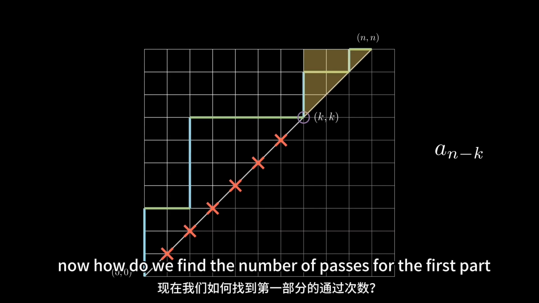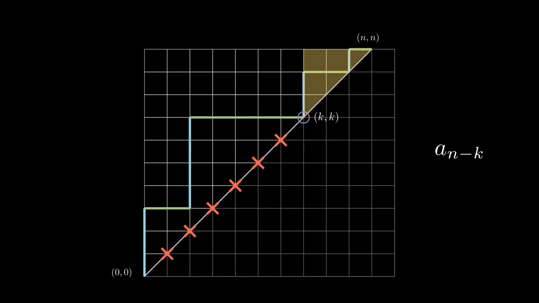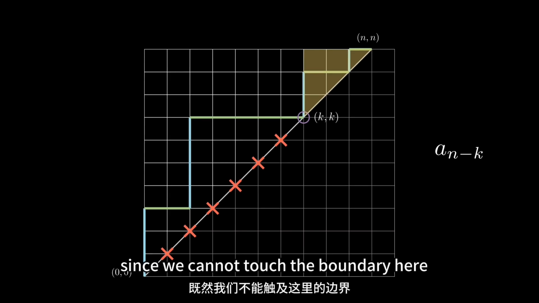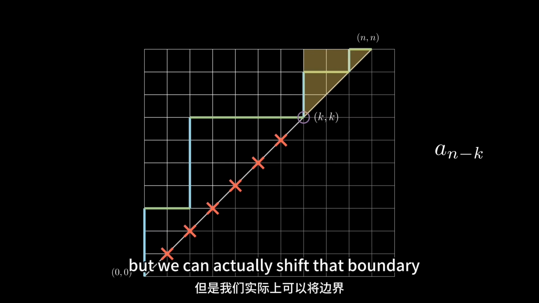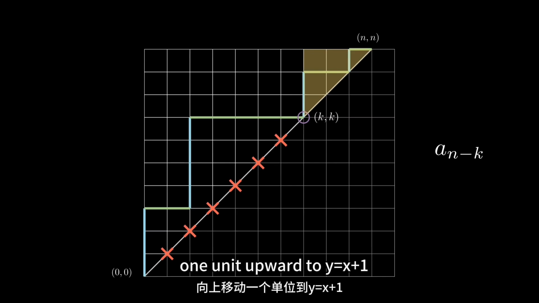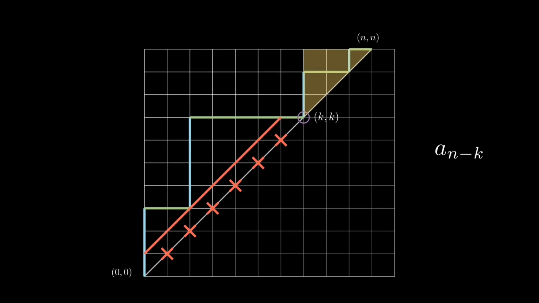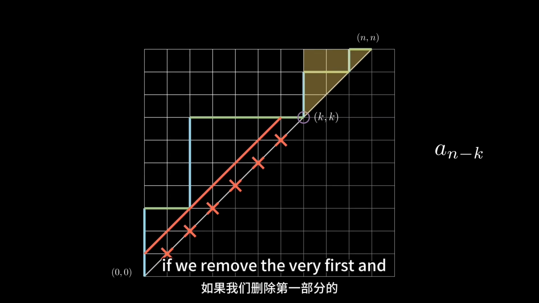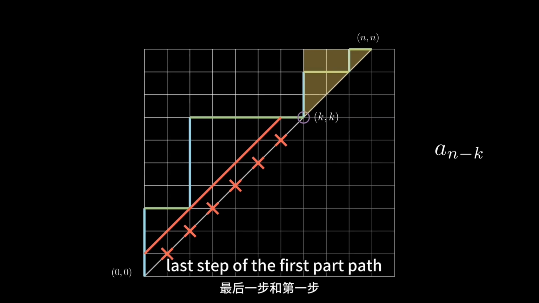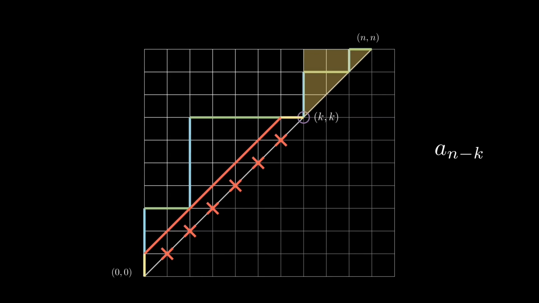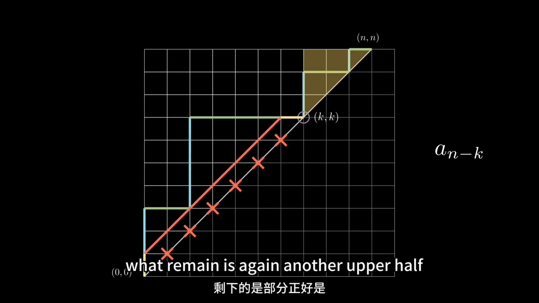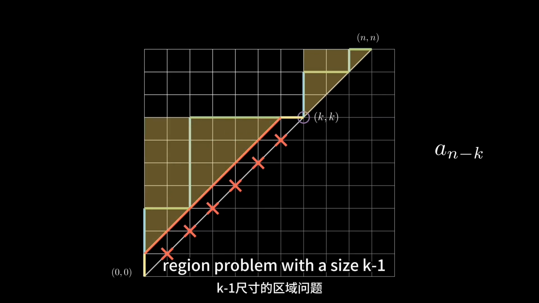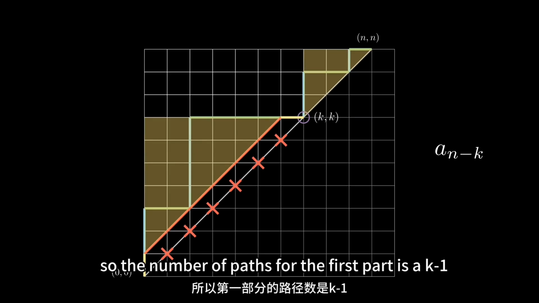Now, how do we find the number of paths for the first part? Since we cannot touch the boundary here, we can shift that boundary 1 unit upward to y equals x plus 1. Now, touching this new line becomes permitted. If we remove the very first and last step of the first part path, what remains is again another upper half region problem, with a size k minus 1. So the number of paths for the first part is a_{k-1}.